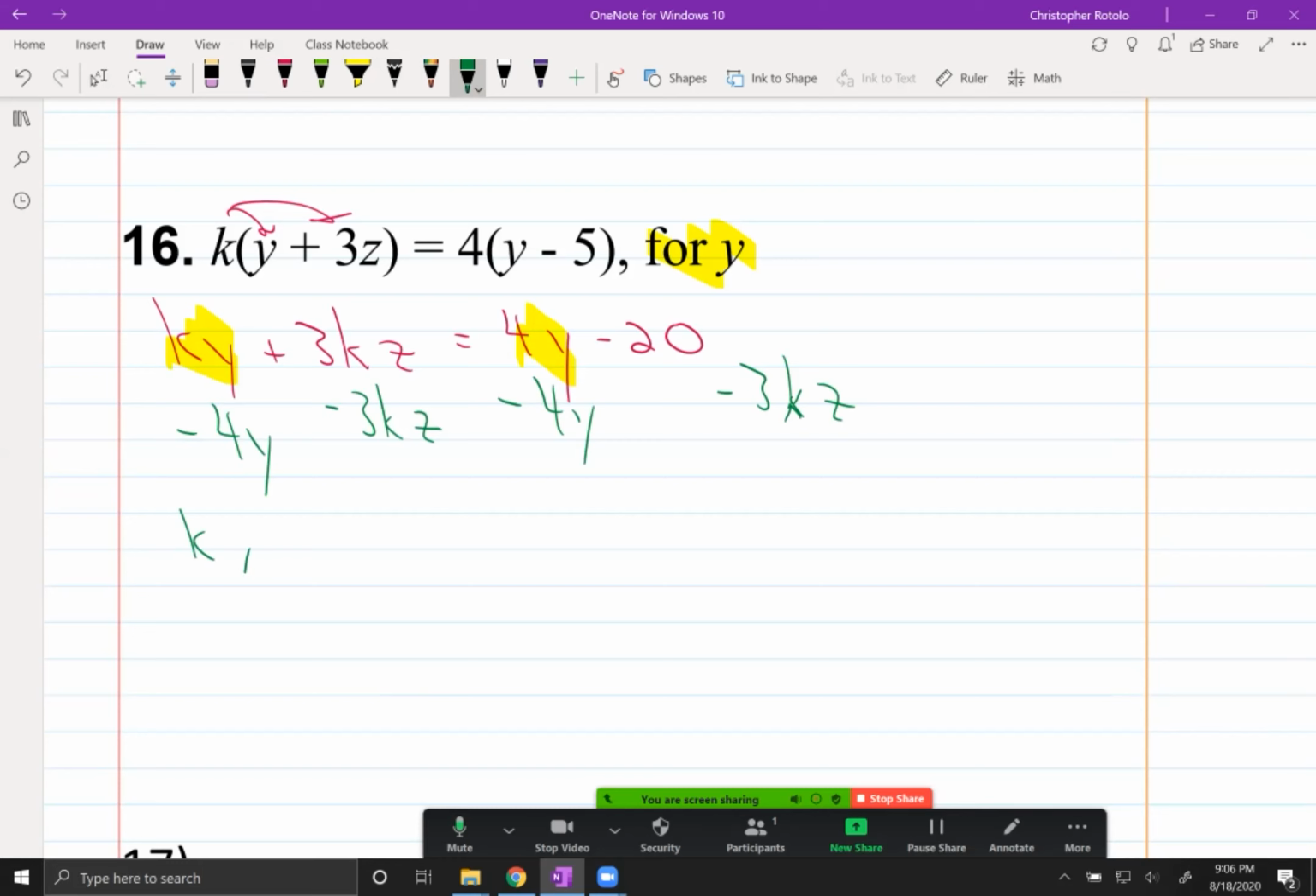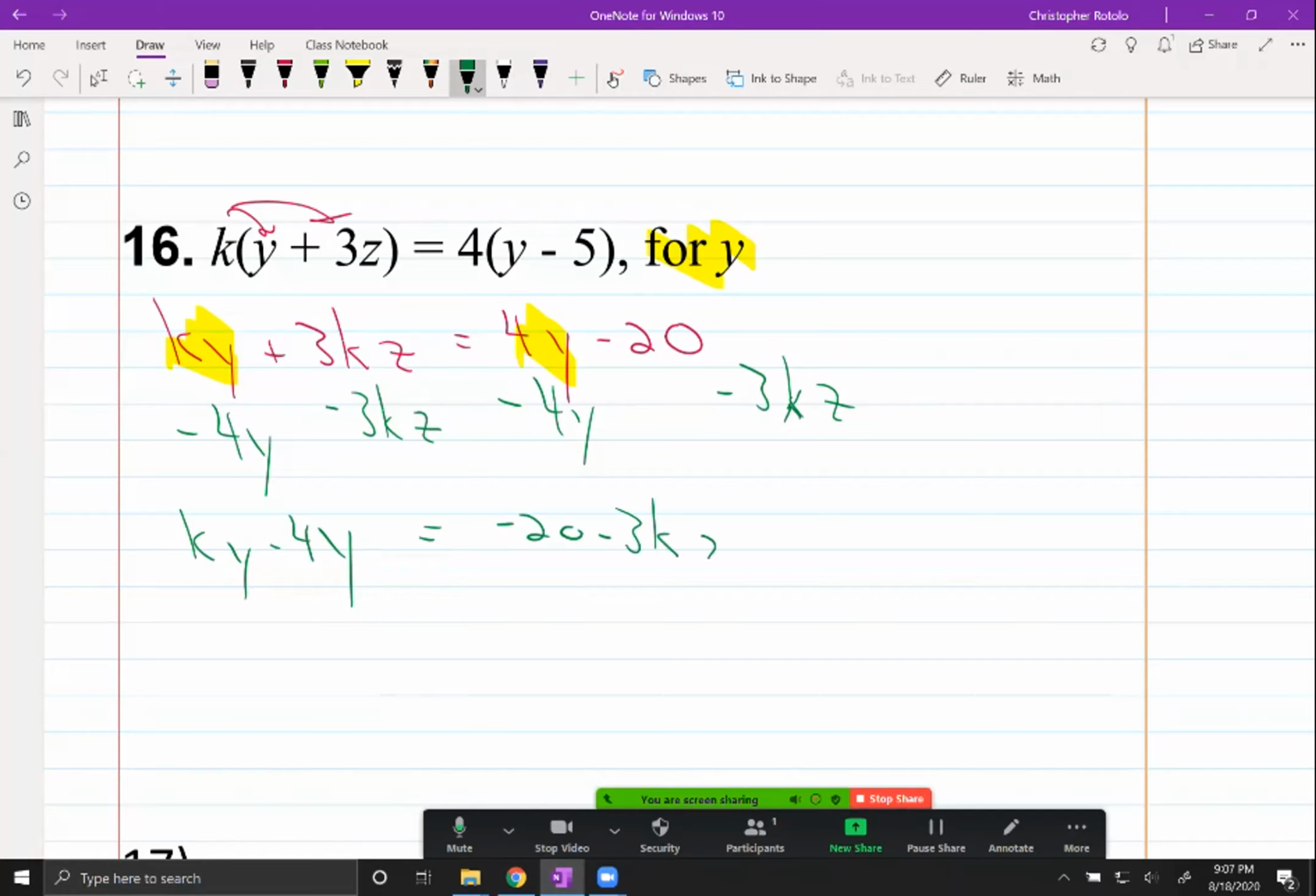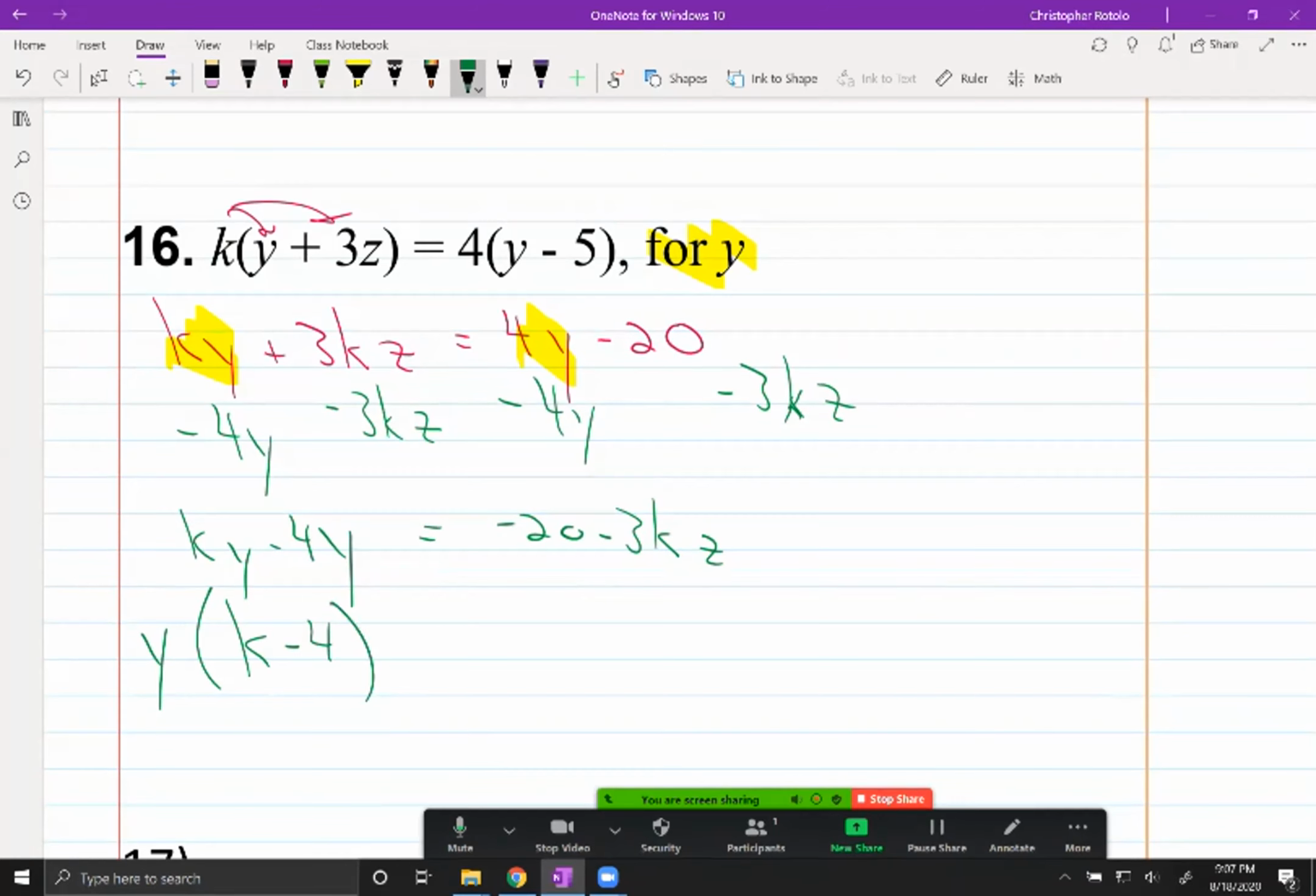So here's what I have. ky minus 4y equals negative 20 minus 3kz. All right, everything that has a y is on the left-hand side. ky and 4y have a GCF of y. So I have k minus 4 left over, right? GCF. And it equals negative 20 minus 3kz.